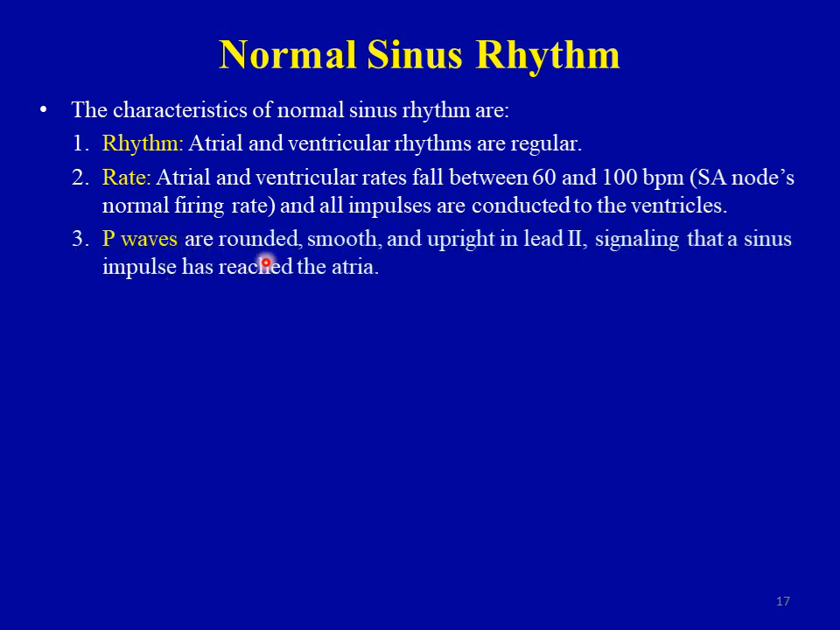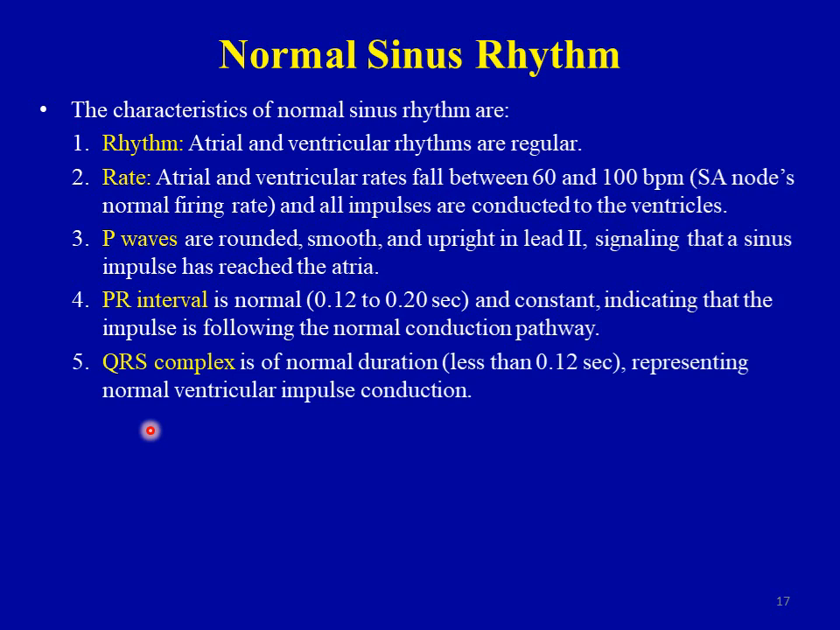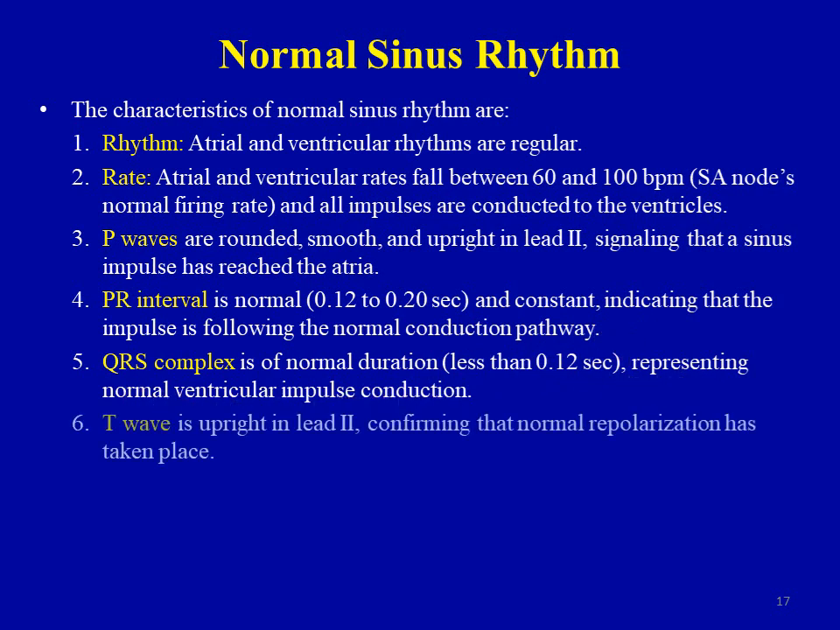Then the P waves are rounded, smooth, and upright in lead 2, signaling that a sinus impulse has reached the atria. The PR interval is normal, between 0.12 to 0.2 seconds, and constant across the ECG trace, indicating that the impulse is following the normal conduction pathway. The QRS complex is of normal duration, which should be less than 0.12 seconds, representing normal ventricular impulse conduction.